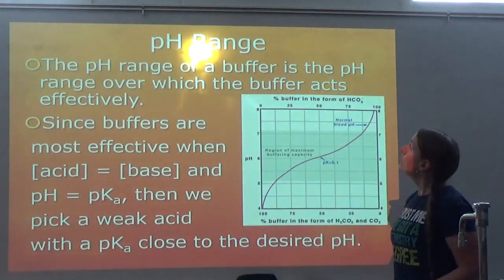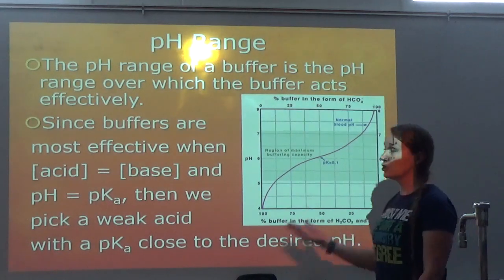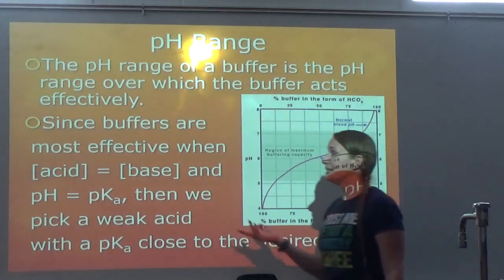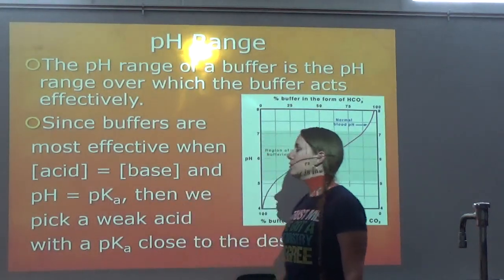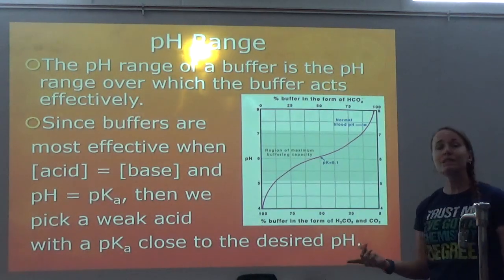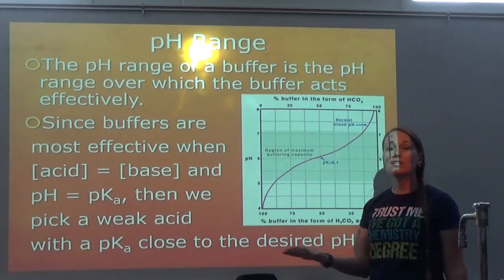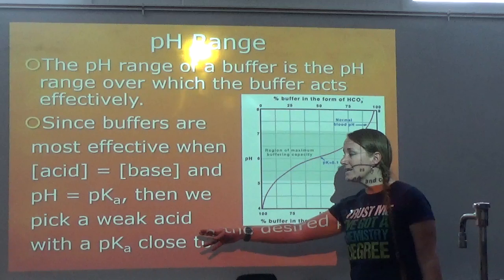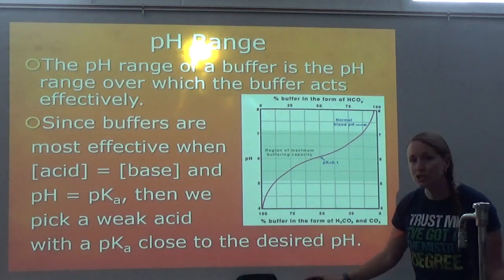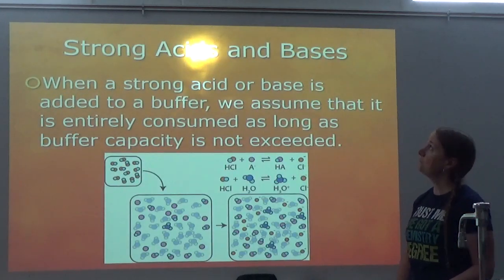So the pH range of a buffer is the pH range over which the buffer acts effectively before it starts changing pH drastically. Since buffers are most effective when your acid equals your base and pH equals pKa, then we pick a weak acid with a pKa closest to the desired pH. So like if we want to make a buffer with a pH of 3, we pick a weak acid where the pKa is closest to 3. So that's how you know which acid to pick when you're trying to make a buffer of a specific pH.